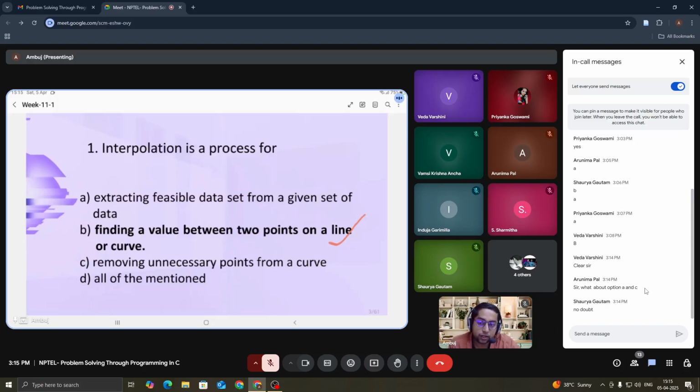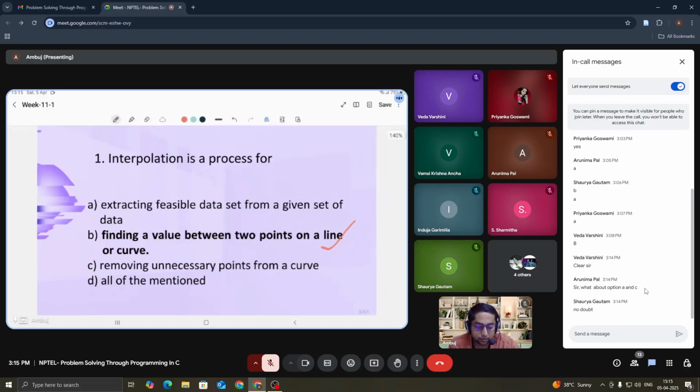Interpolation is directly finding a value between two points on a line or a curve. It means the initial data points x1, y1 and x2, y2 are known, and you are trying to fit a different point in between, that is x3 and y3. So the others won't be correct. That is data pre-processing, or done in regression analysis. Only correct option would be B.